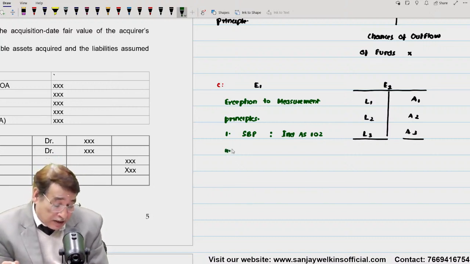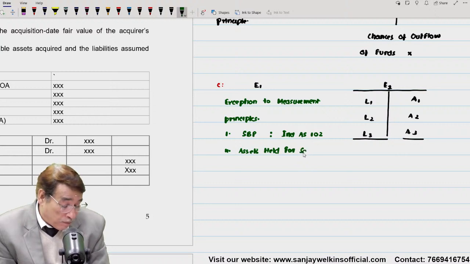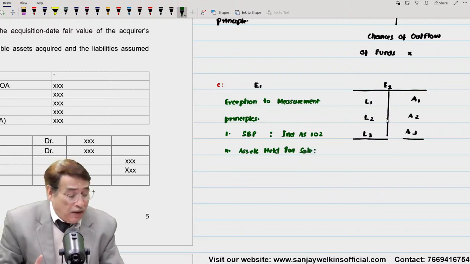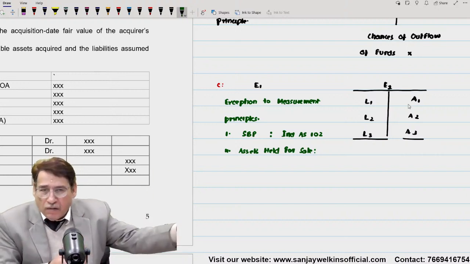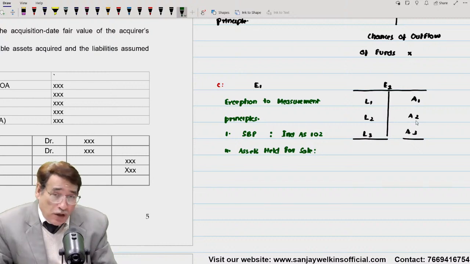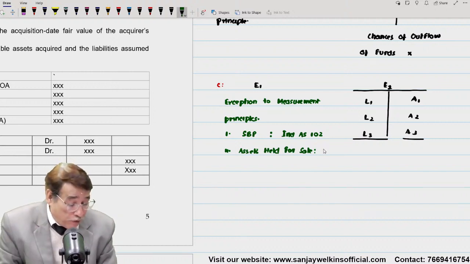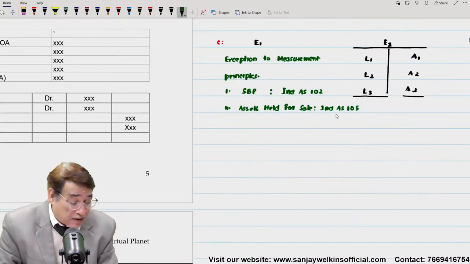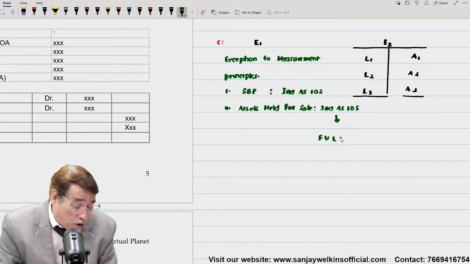Similarly, the second point, assets held for sale. In the balance sheet of the acquiring company, there might be some assets appearing which are meant for sale, due to some reason. So we will record those assets, but not at fair value. Then at what value? First of all, we will record them in the light of Ind AS 105, because later on we will see that Ind AS 105 deals with assets held for sale. And Ind AS 105 states that assets held for sale shall be recorded at fair value, less cost of disposal.